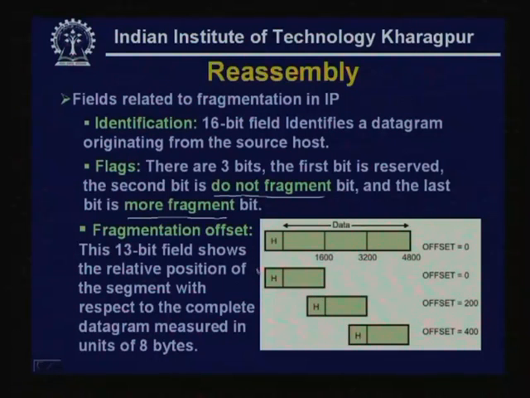Here it is explained with the help of a packet of 4800 bytes, which is divided into 3 fragments. As you can see, each will have a header. The data is divided into 0 to 1599, then 1600 to 3199, and 3200 to 4799.